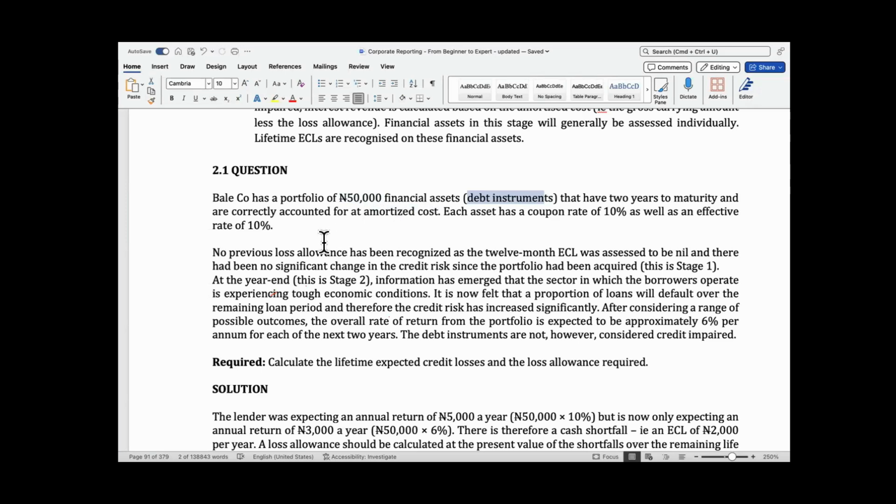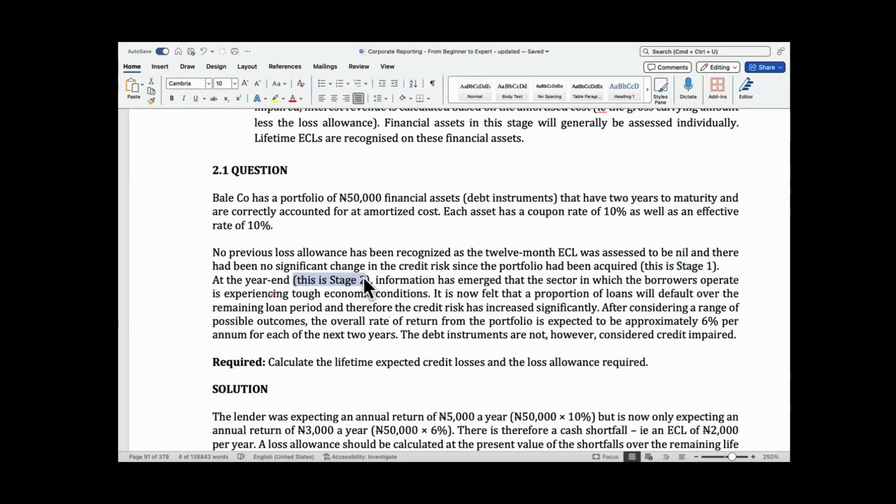So they said no previous loss allowance has been recognized as the 12-month ECL was assessed to be nil and there had been no significant change in the credit risk since the portfolio had been acquired. So this is stage 1, from what I've explained earlier. Since there has not been a significant increase in credit risk, and we have been using 12 months ECL, it's still at stage 1. But at the end of the year, you take it to stage 2, where you will measure the ECL.